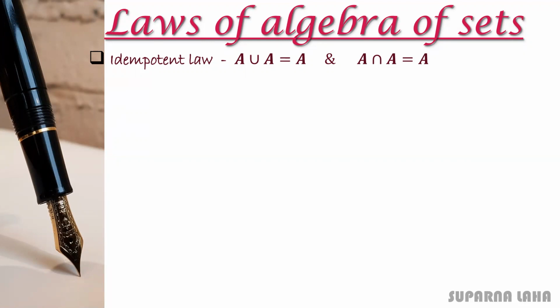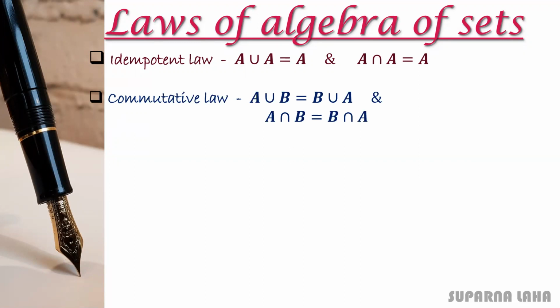Now, next one is the commutative law. What is the commutative law? A union B is same as B union A. That means if you change their position, it will not affect the operation. Same as intersection, that is A intersection B is B intersection A.